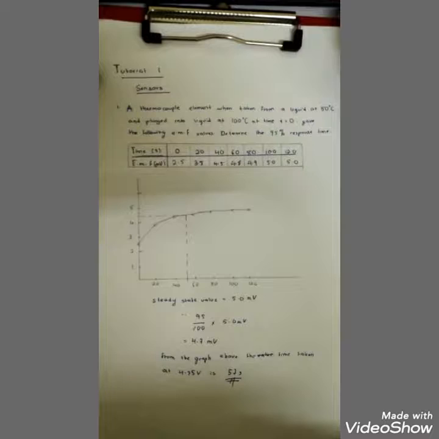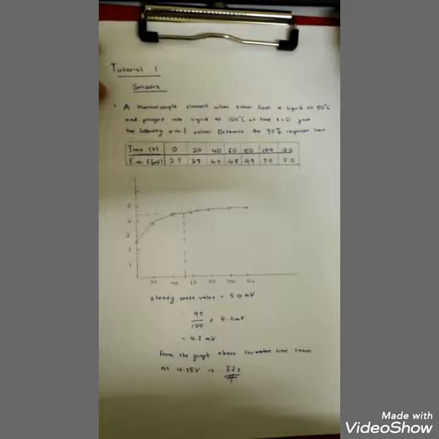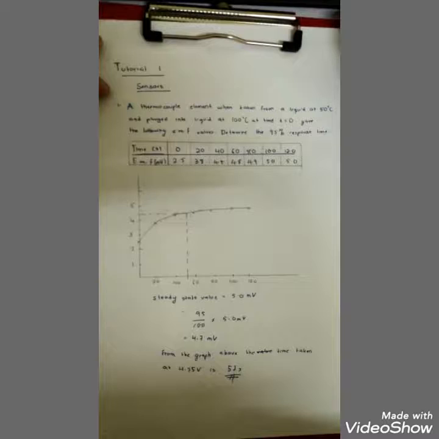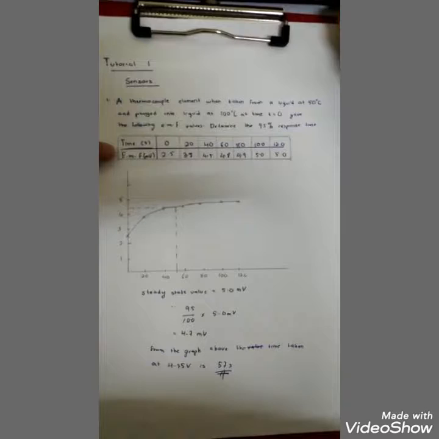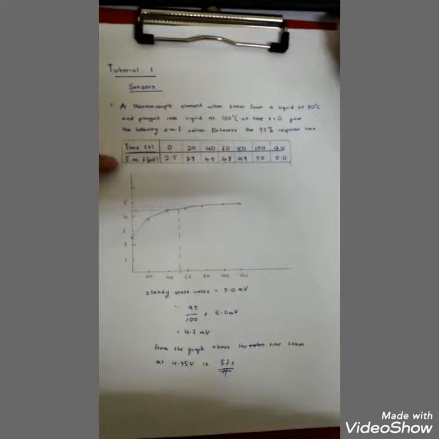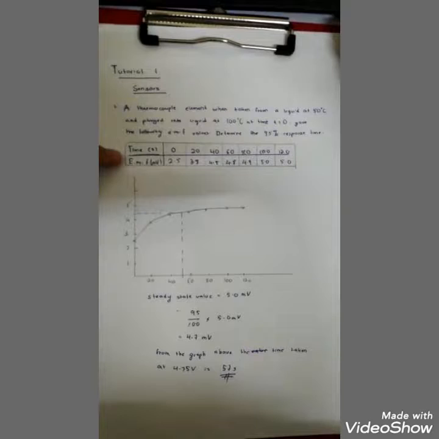In this video, I will explain tutorial 1 of the industrial automation course, question 1. In this question, a thermocouple element, when taken from a liquid at 50 degrees Celsius and plugged into a liquid at 100 degrees Celsius at time t equals 0, gave the following EMF values. Determine the 95% response time. This is the data given in the question: time starts from 0 until 120, and the EMF value in millivolts starts from 2.5 until 5.0.